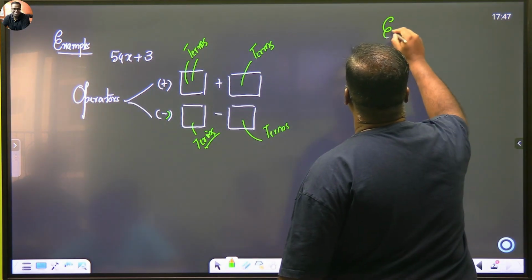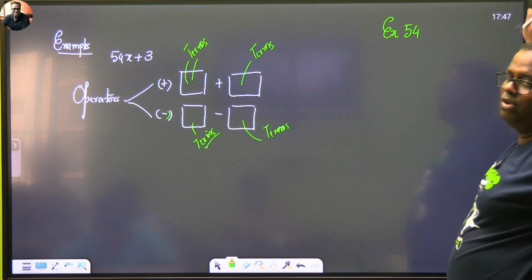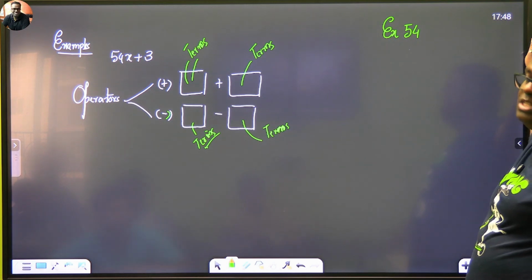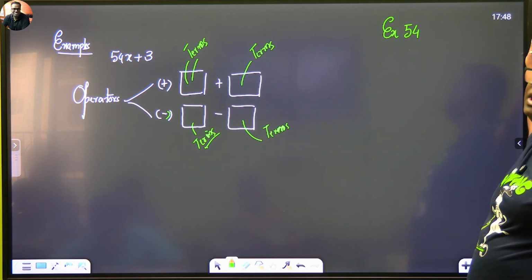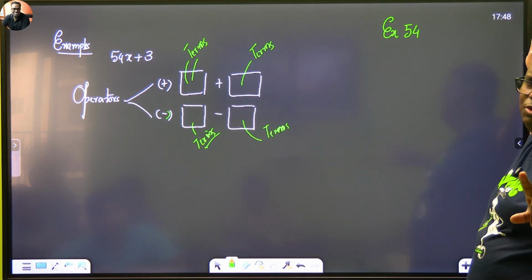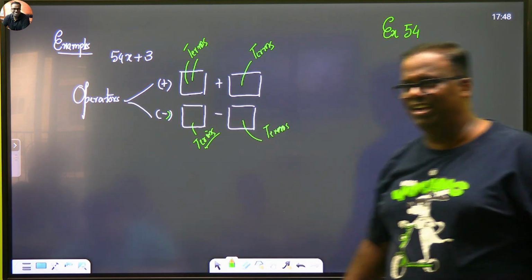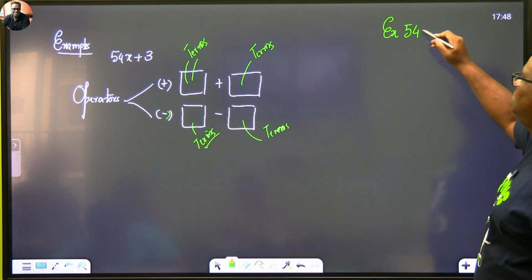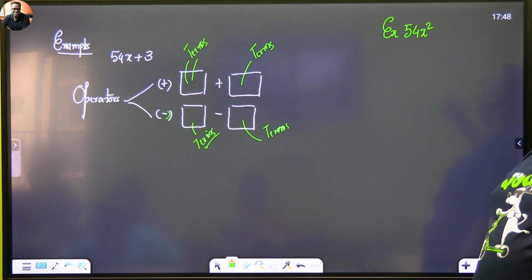Let's see an example where I write 54x. Do you see a positive or a negative out here? No. Any operator out here? No, there is no operator. Since there is no operator, as of now, just believe there is no operator. That means there is no question of 2 terms getting created. 1 term will always be there. Otherwise, how is it an algebraic expression? A country has to have minimum 1 citizen, right? Otherwise, it is an uninhabited country. So say 54x square. So I say my 54x square is an algebraic expression of 1 term.